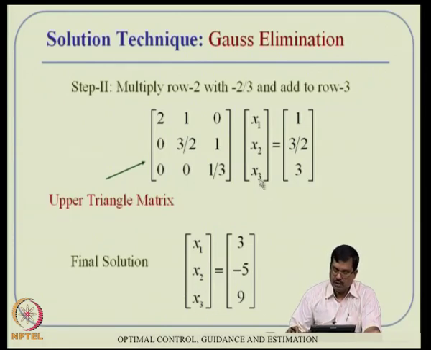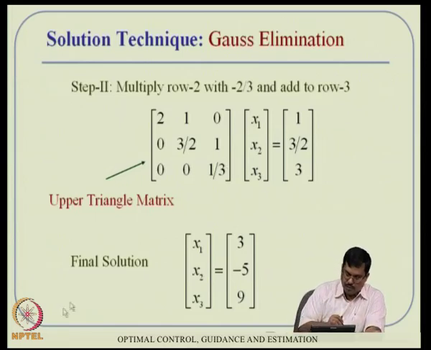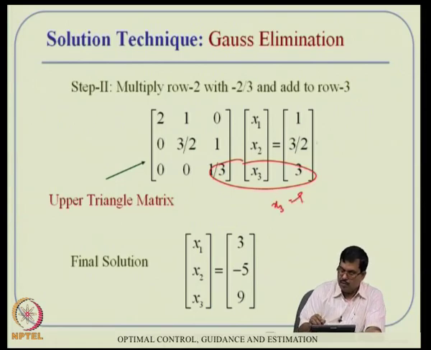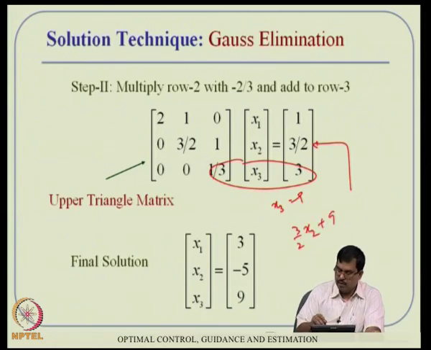Once I get the x3 value, I put that in, because this particular equation is a function of x3. This particular thing has given me x3 equal to 9. Now, if I go to this second equation, then I get 3/2 x2 plus 9, because x3 is 9, is equal to 3/2. I try to solve this, and if I do, then x2 happens to be minus 5.